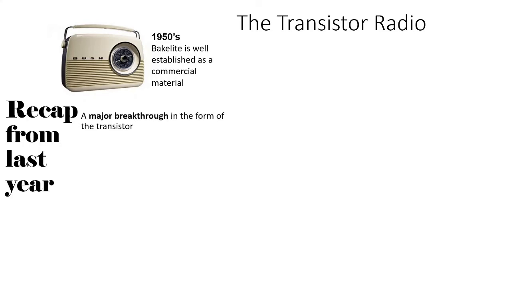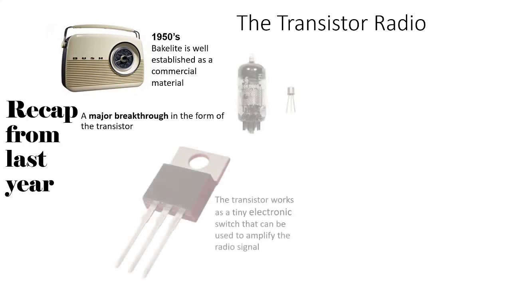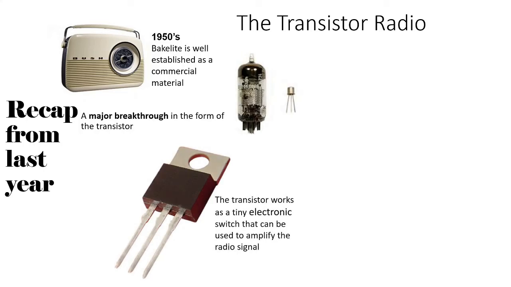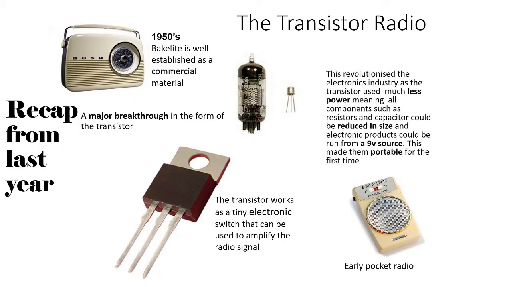Then you have a major breakthrough in the transistor, which replaces the thermionic valve. The transistor works basically as a tiny electrical switch that amplifies a radio signal. What this means is that you start to get portable power sources. For the first time you can have a portable radio that is not a huge heavy thing you can't carry around with you. Now we've got the early signs of a portable music player, as things get a lot smaller.